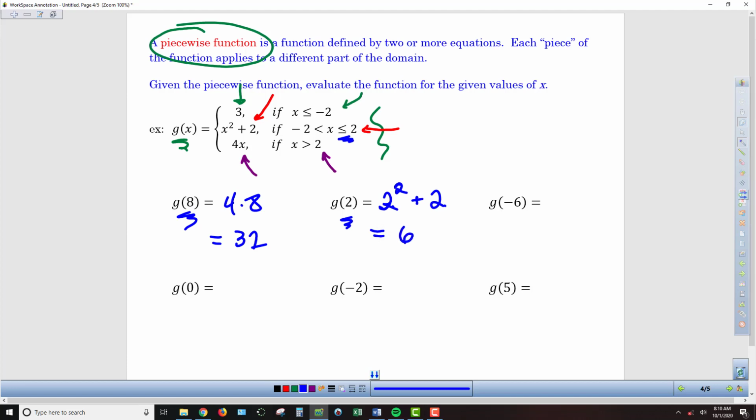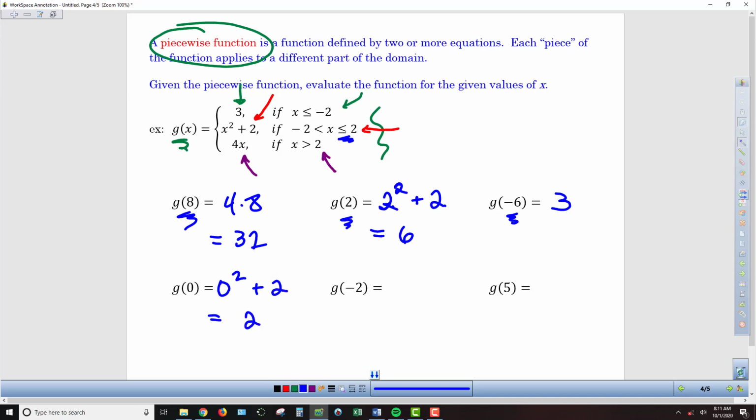For g of -6, so with an input of -6, that falls into that top category. -6 is less than or equal to -2. And so in that case, my output is just 3. No matter what my input is, as long as it's less than or equal to -2, my output is 3. Jumping to the bottom row, g of 0, so that falls into the middle category. So we've got 0 squared plus 2, so our output is just 2.